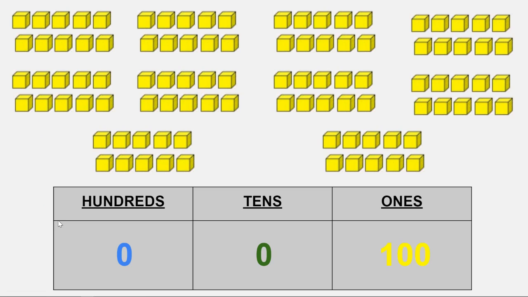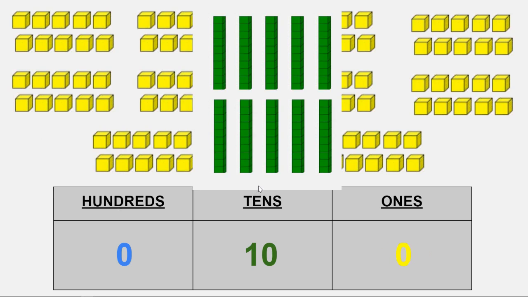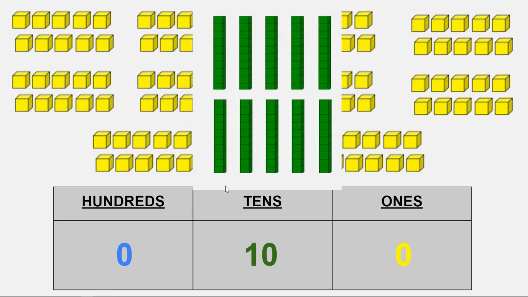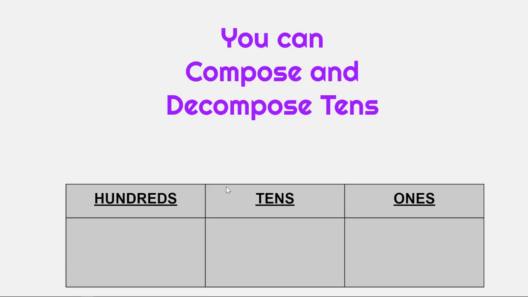This is clearly not an efficient way to represent 100, and students should begin to see that as they pull out their ones blocks and start to build 100. But then you can start composing those ones into tens so that they do understand, oh, I can make it more efficient. And then they would have 0 hundreds, 10 tens, and 0 ones. And then, of course, the most efficient, which would be a 100s block. Then students are ready to really dive into some bigger numbers.